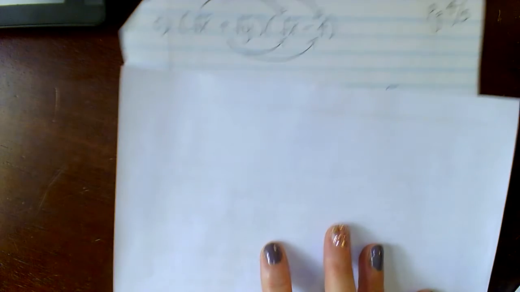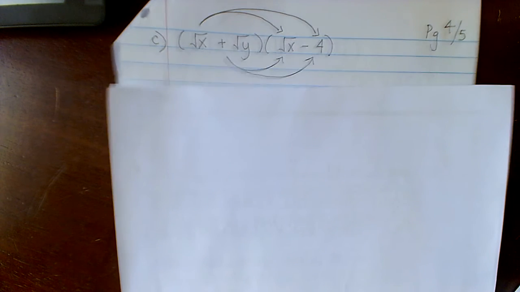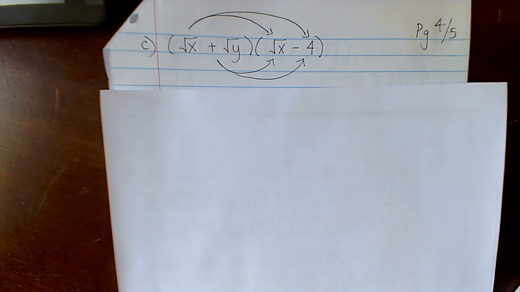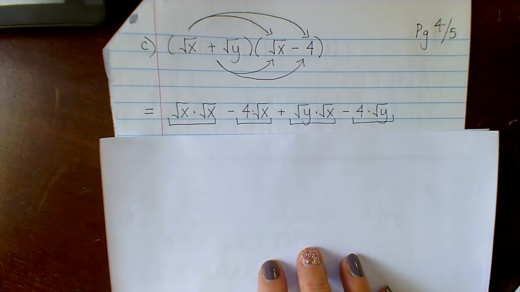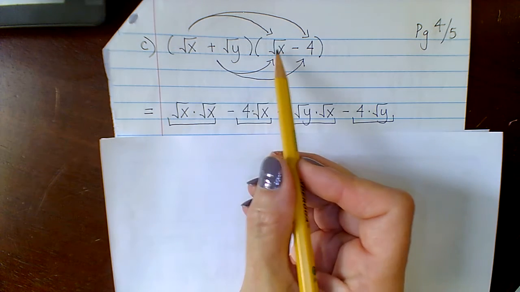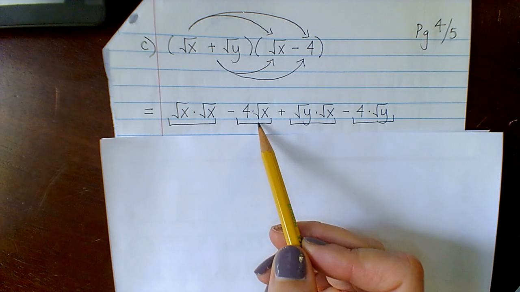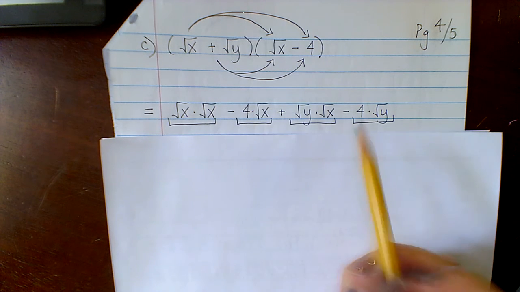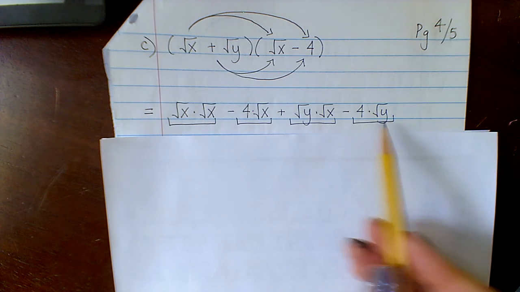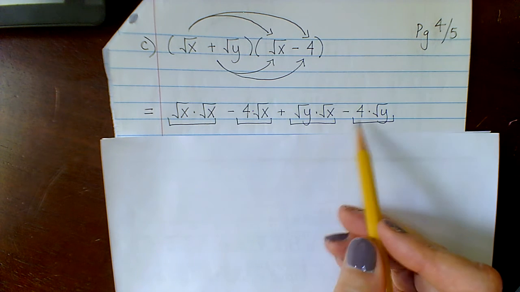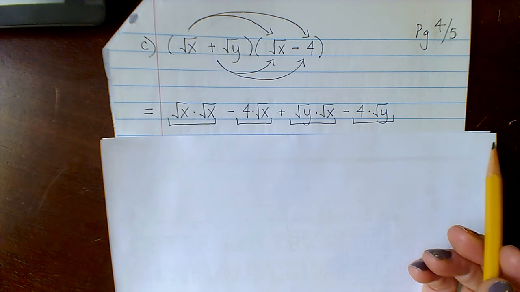So here's another one. Now we're going to bring in another variable, so pause the video and try to work ahead of me and see what you can do with this one. So distributing this out, I'm going to get root x times root x, and then root x times minus 4. Again, I put the 4 first. Root y times root x, root y minus 4. Again, I put that coefficient there ahead of the square root.